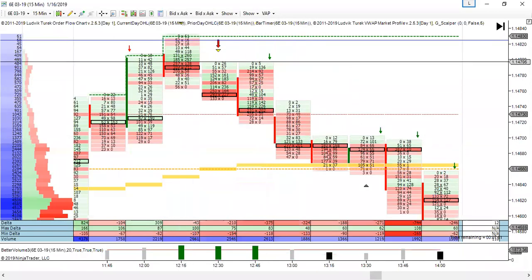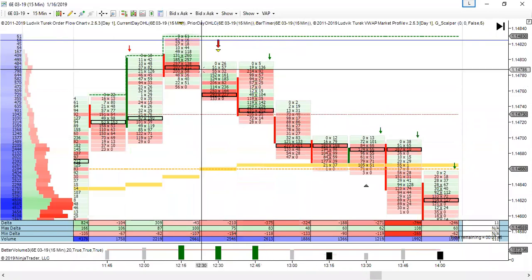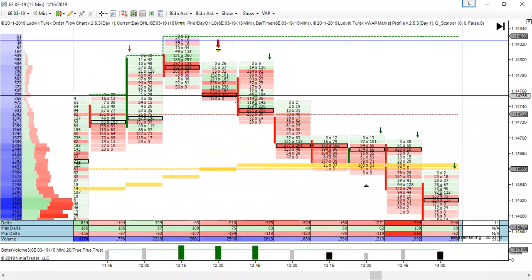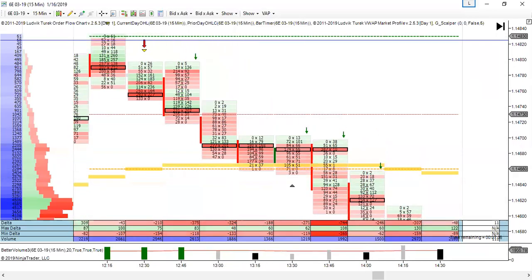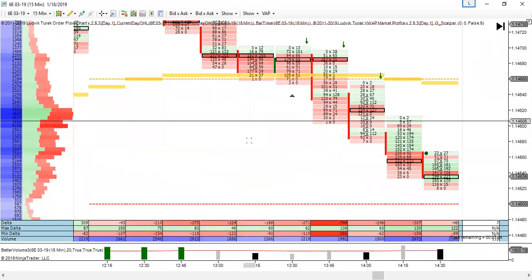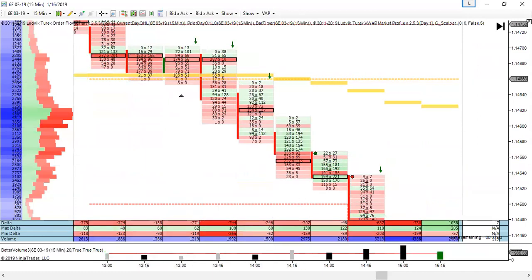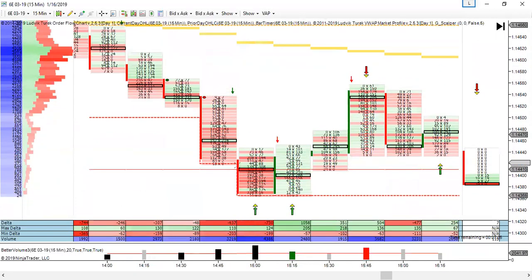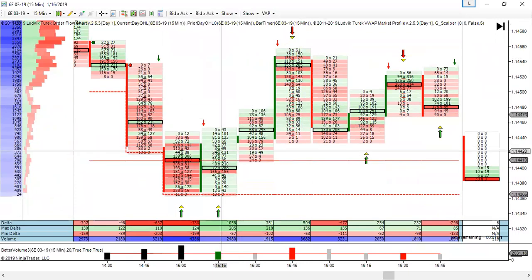So let's say you didn't sell here. Maybe you saw it here, you could have taken a sell over here. That would be fine. But from there, it was just the sellers taking control of the market, and the market just went down for the whole day. Sellers all day long, up to the low of the day.